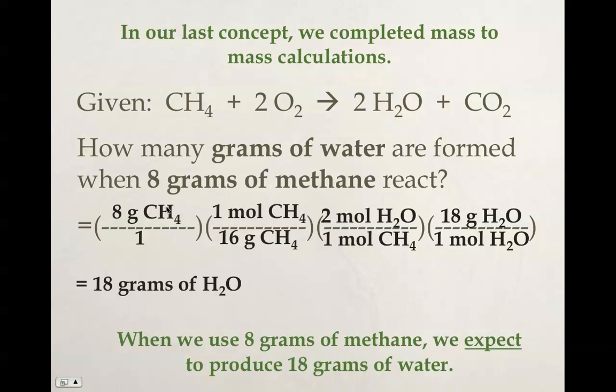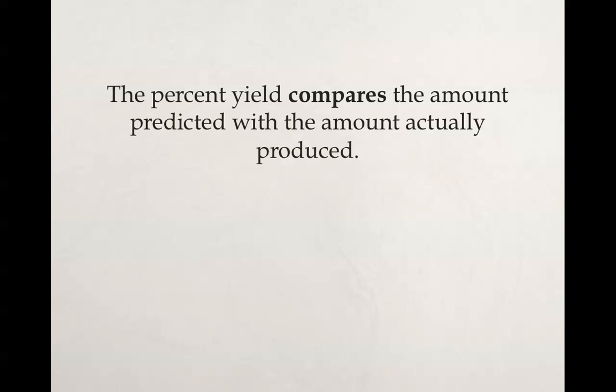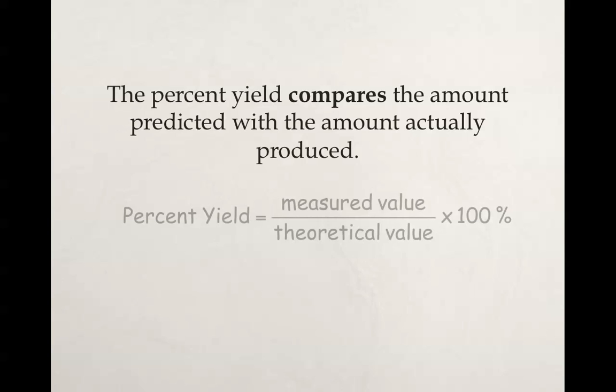If you remember, we took the grams of our given, converted it to moles, used the moles from the given equation, and then converted moles to grams of our target compound or element. So while it's great to know that if we have 8 grams of methane we should expect to make 18 grams of water, the reality is that in a lab, we rarely produce as much as what we predicted by theory. So the percent yield compares the amount predicted with the amount that we actually produce in our lab. This is the formula: measured value over theoretical value times 100%.